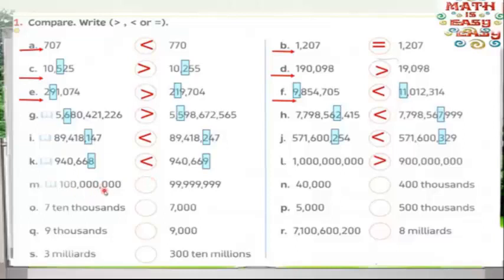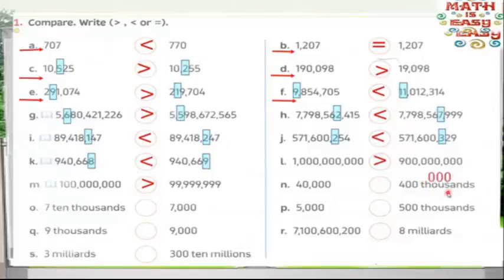Here we have 3 periods and here we have 3 periods, but in the first, or highest, period we have 100, and here we have 99. 100 is more than 99. Then 40,000, and here we have 400,000. Before comparing, if you see any word form, write the number in standard form, like this.